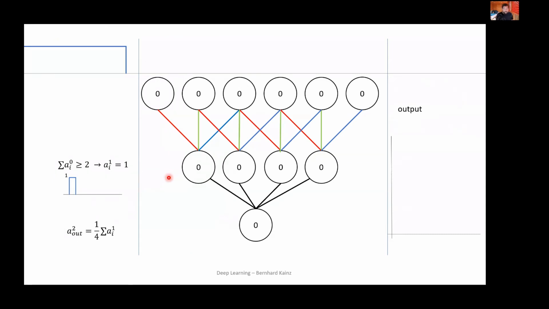It says if at least 2 of the 3 visible input units here, if at least two of them are 1, so if the sum of all of these 3 is greater or equal to 2, then this should activate. So there's a summation here and some activation function that puts this neuron to 1 if at least 2 of these 3 input neurons are 1. And here is the same, and here is the same.